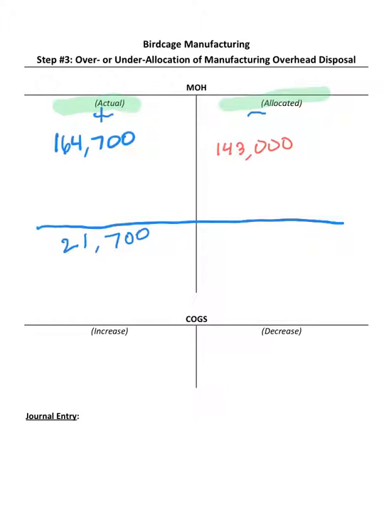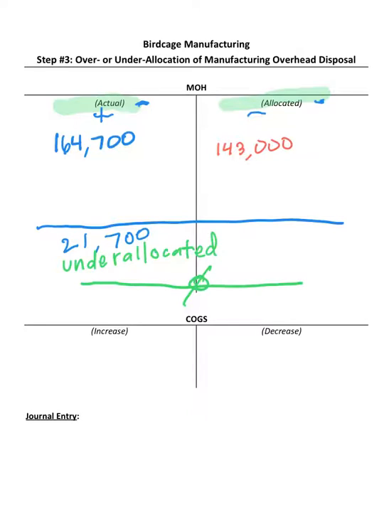If we have an ending balance on the debit side in overhead, it means that actual costs were greater than allocated costs, which means that we underallocated our overhead. But we know that at the end of the period, even though we have a $21,700 debit balance, we have to end the period with overhead at 0. This is where our journal entry comes into play. To take overhead to 0, we need to record a credit to manufacturing overhead of $21,700. We'll put that down here in our journal entry below.